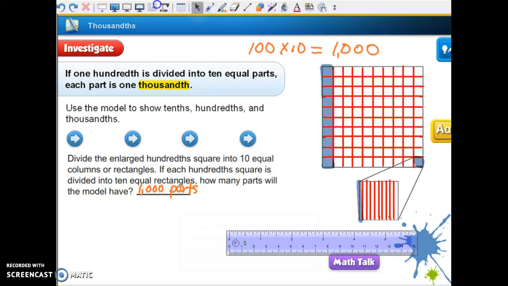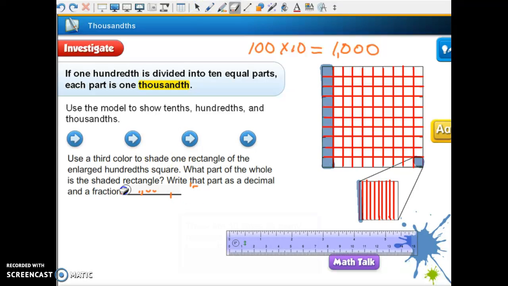Okay, let's see what the next thing is. Use a third color to shade one rectangle. Oh, we did that. To shade one rectangle of the enlarged 100th square, what part of the square is the shaded rectangle? So if we were going to write this shaded part as a decimal, what would that look like? We have no ones, right? We haven't filled this whole block with color. And when we shaded this down here, we got to put our decimal. We didn't shade any tenths or hundredths, but we shaded 1,000th. And if I were going to write that as a fraction, it would look like 1 over 1,000.